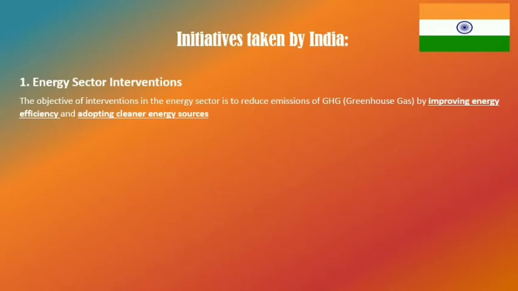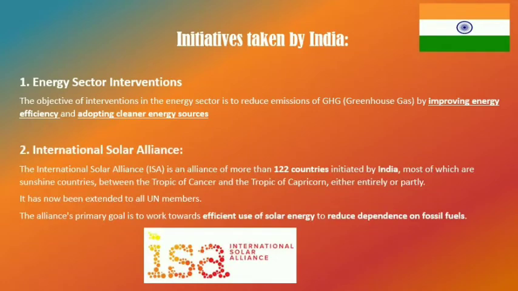The ISA is an alliance of more than 122 countries which is initiated by India, most of which are sunshine countries. Remember this. They lie between the Tropic of Cancer and the Tropic of Capricorn, either entirely or partly, and it has now been extended to all UN members. This alliance's primary goal is to work toward efficient use of solar energy to reduce dependence on fossil fuels.